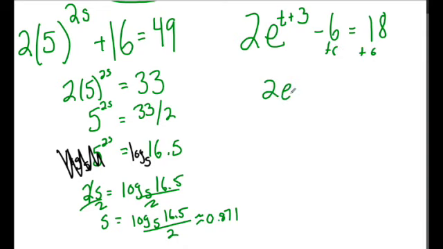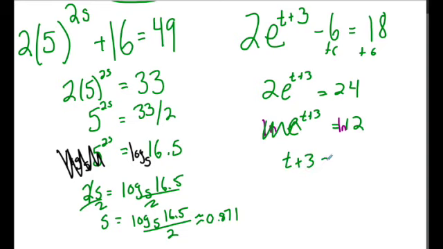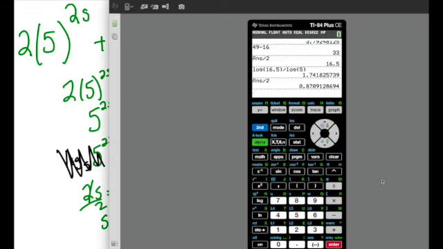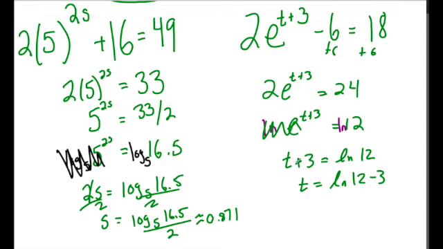All right, last but not least, we need to first start by adding the 6. So we get 2 times e to the t plus 3 equals 24. We'll then divide by 2, e to the t plus 3 equals 12. Remember, in this case, you take the ln on both sides, and the ln is actually easier to calculate because there's an ln button on your calculator. So these cancel, and you get t plus 3 equals the ln of 12. So t equals the ln of 12 minus 3. I'll do that: the ln of 12 minus 3 is negative 0.515.